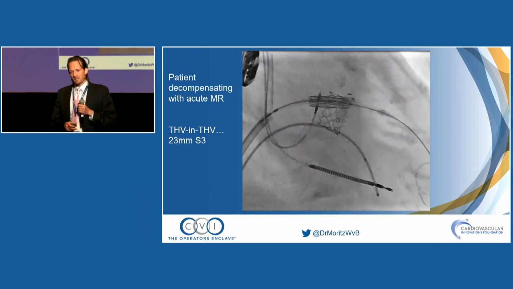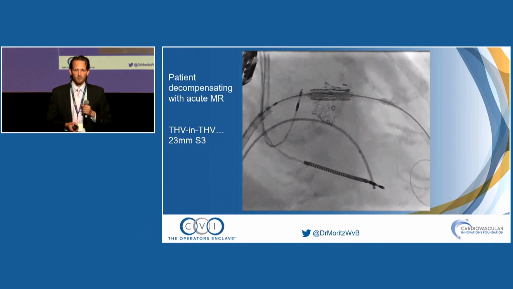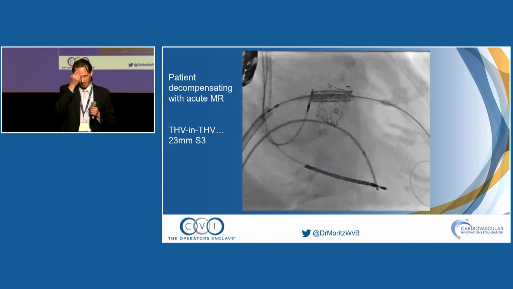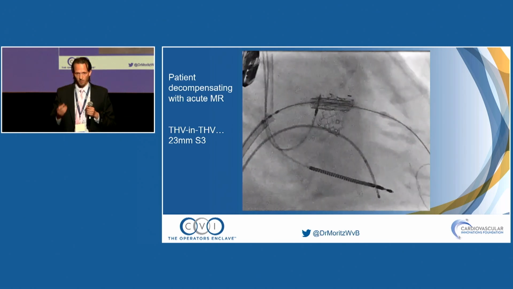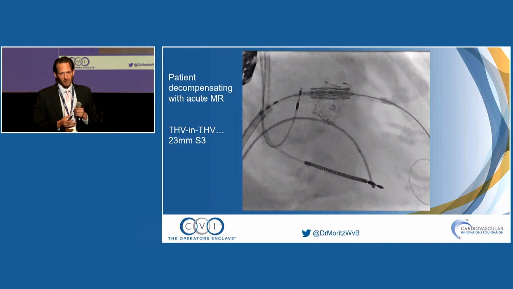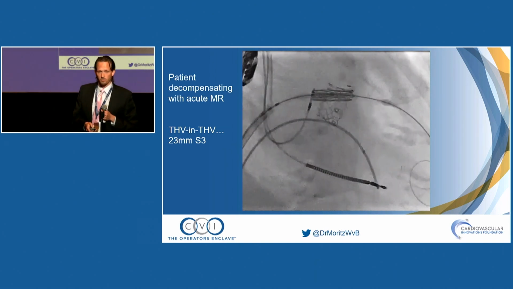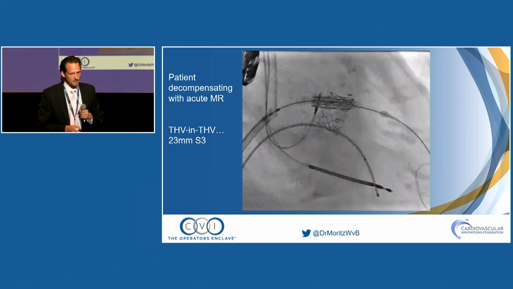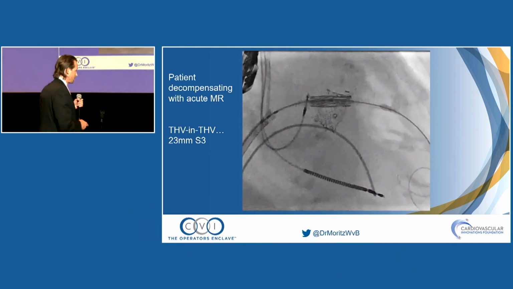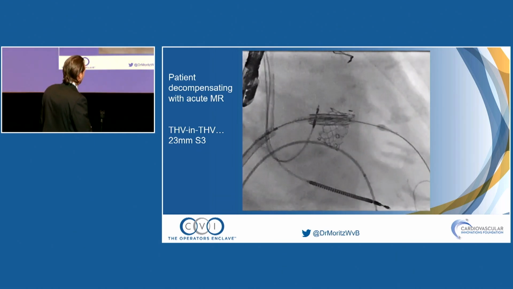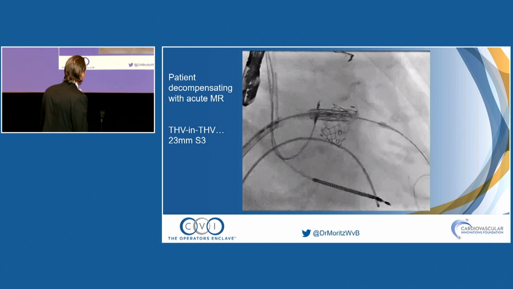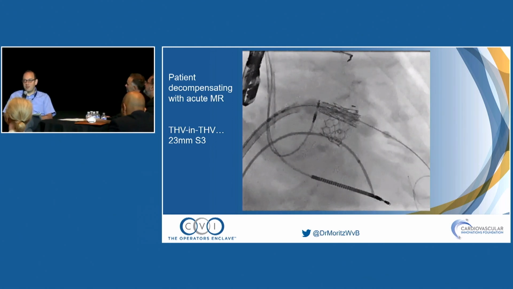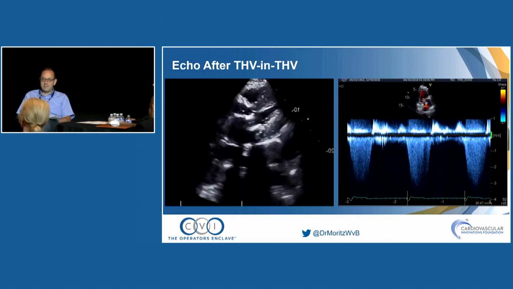So the patient did not tolerate that well. Despite having MR to begin with, the acute MR did not sit well with her. So really the quickest bailout here was to put another valve in. Someone wants to guess what happened next? So now your guess for LVOT is a little off. Yeah, that's exactly it.